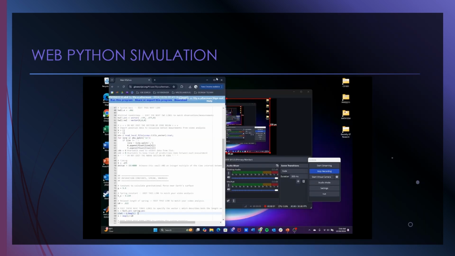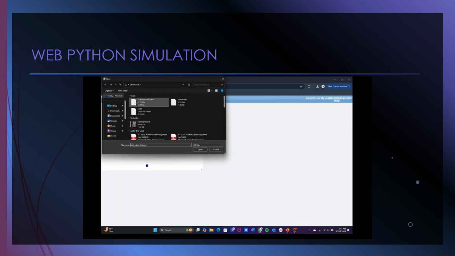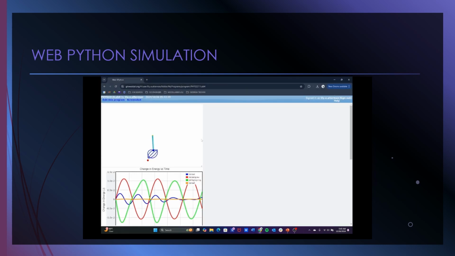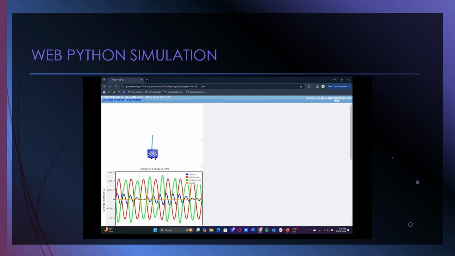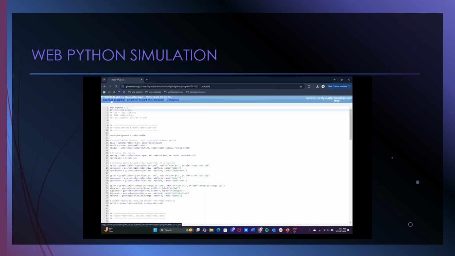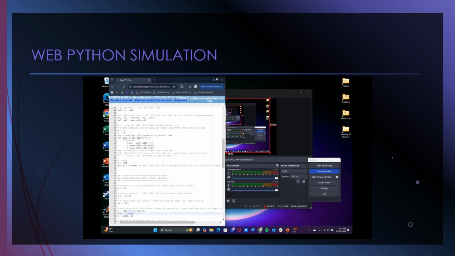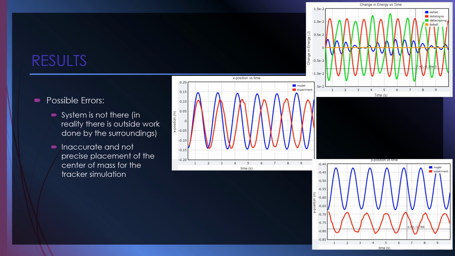Then our results. Some possible errors could be that the system is not really having zero outside work done to it. Sadly, in real life, we don't just get to negate the outside work, and it's very clear that something else could have been causing the motion to be like this, considering the difference in my graphs, according to the model and experiment for the Y position. And also, most likely, the most prevalent error was the inaccurate and imprecise placement of the center of mass for the Tracker simulation. While I tried my best, obviously by these graphs, you can see that my eyeballing and my lining up was not as good as the simulation and did not account for the perfectness that the simulation did account for.